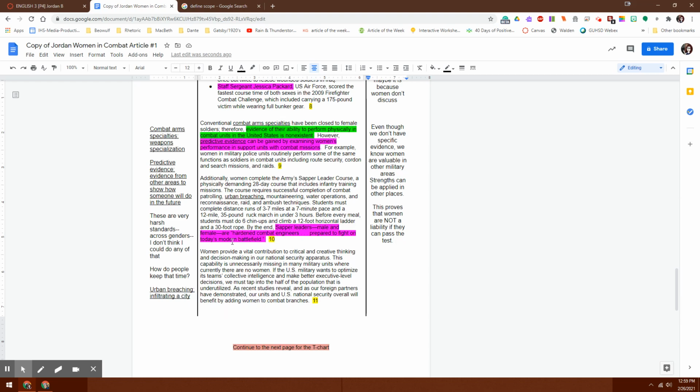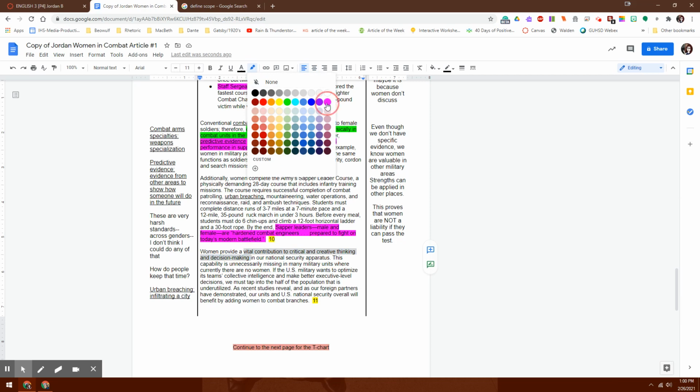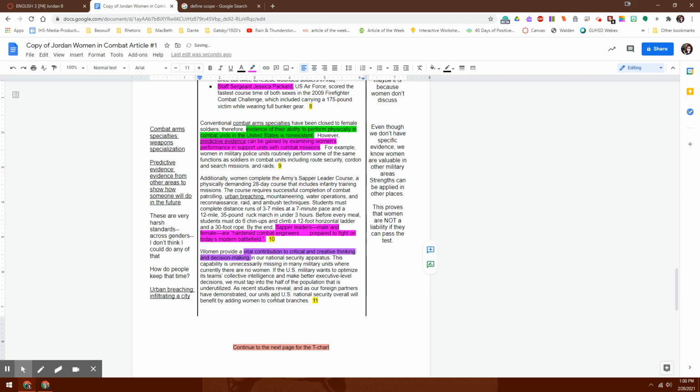So there's a couple things that I want to highlight here. Definitely we have a very clear claim that women should be part of the military, which is vital to the creative thinking and decision making. So I'm going to highlight that in purple. And I'm going to highlight their last sentence here, where we're going to benefit by adding women to combat branches.